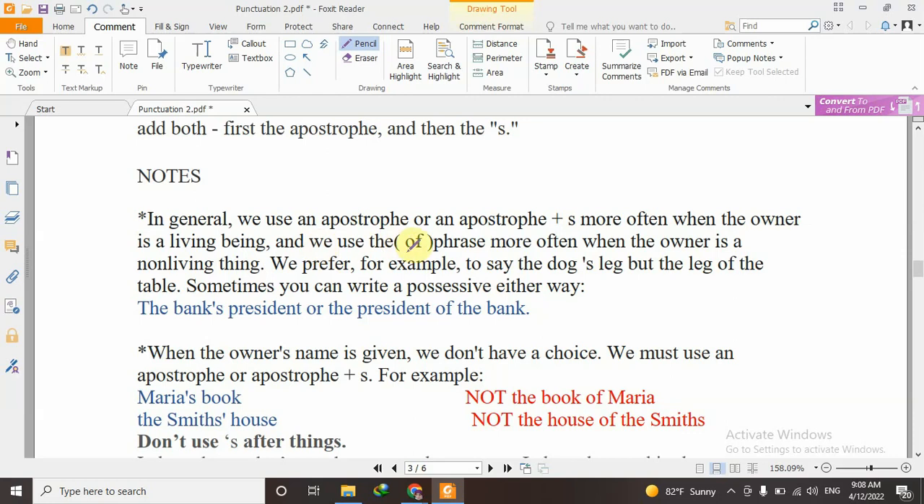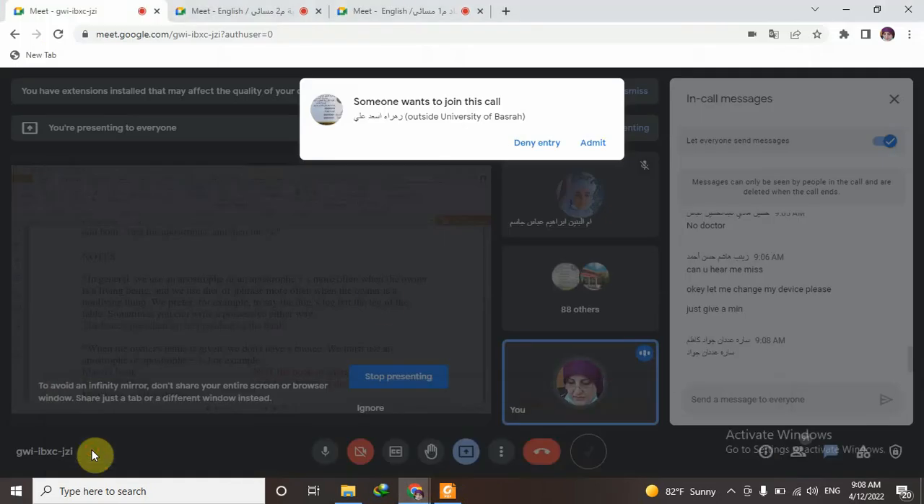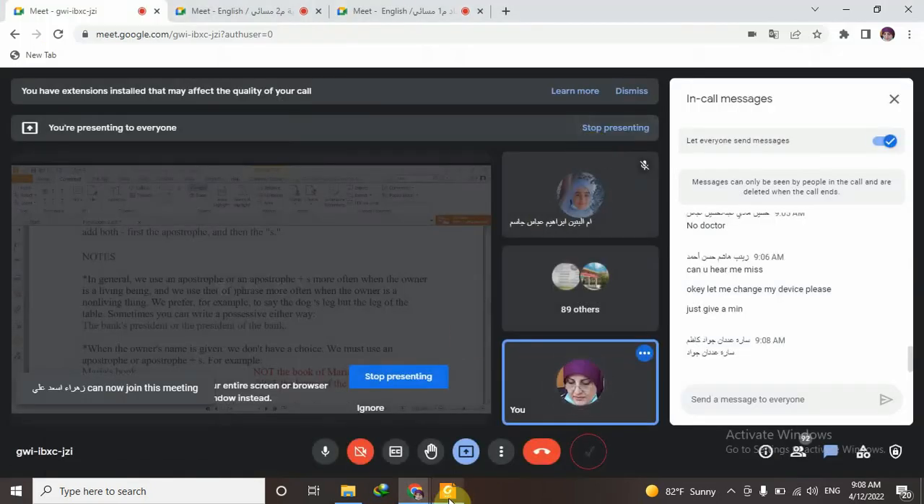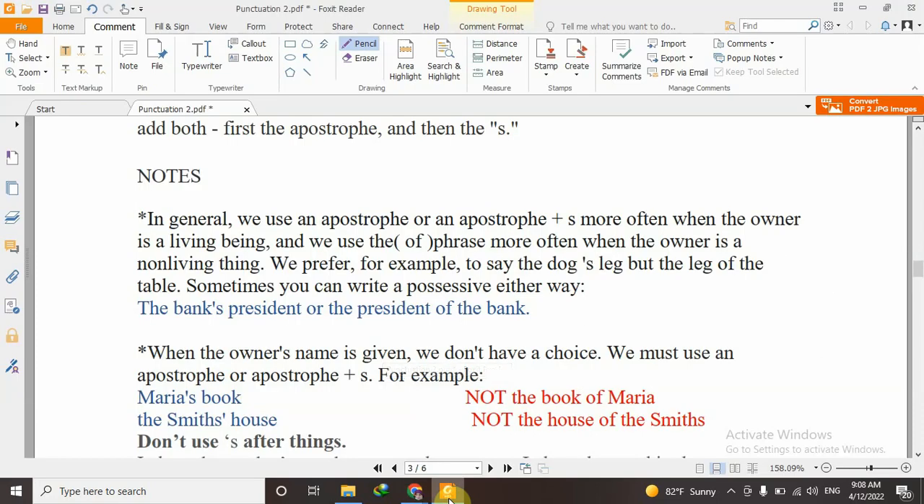Now, we use the of phrase more often when the owner is a non-living thing. The apostrophe is accepted with living things. So with non-living things, we use something else. For example, as it is written there, we have the president of the bank, the bank's president.